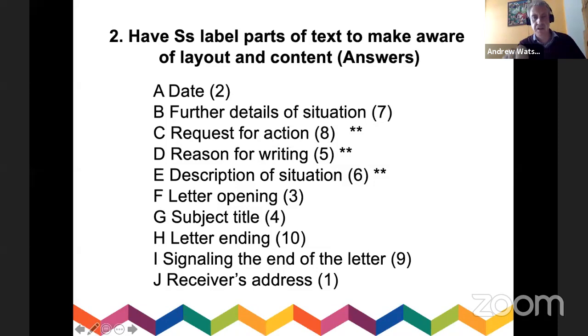Now, I put 2 stars next to certain parts of the letter. So C, request for action, 2 stars. Reason for writing, 2 stars, description of the situation, 2 little asterisks. And the reason is because those are the parts of the letter that require special attention from the writer, right? Because they really carry the message of what Andrew wants the reader to do. So one of the benefits of this product approach to writing is it allows students to evaluate what makes a piece of written communication successful.